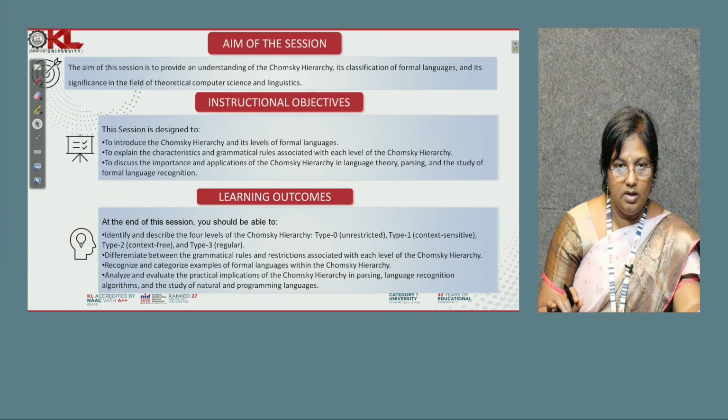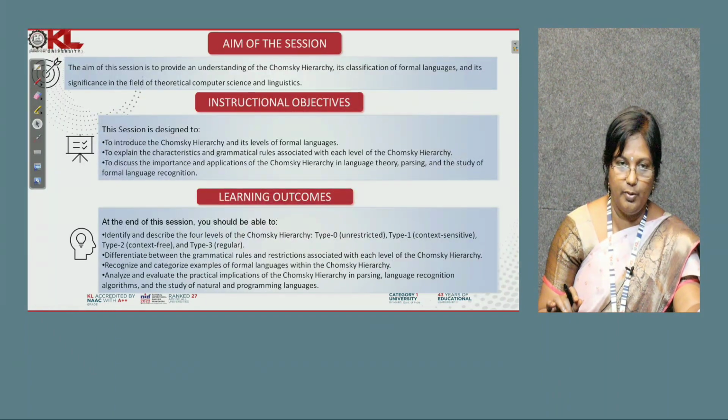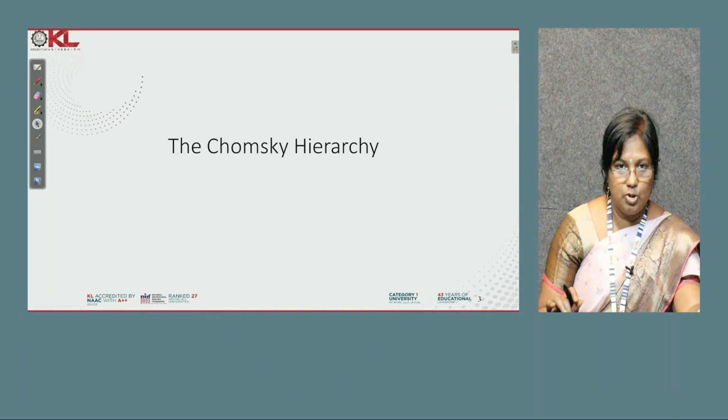Learning outcomes. What are the learning outcomes? After completion of this session, what will you be able to learn? To identify and describe the 4 levels of the Chomsky hierarchy: type 0, type 1, type 2 and type 3. Differentiate the grammatical rules and restrictions associated with each level of the Chomsky hierarchy. Recognize and characterize examples of formal languages within the Chomsky hierarchy. Analyze and evaluate the practical implementation of the Chomsky hierarchy in parsing, language recognition, algorithms and the study of natural and programming languages.